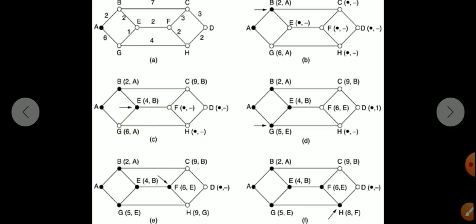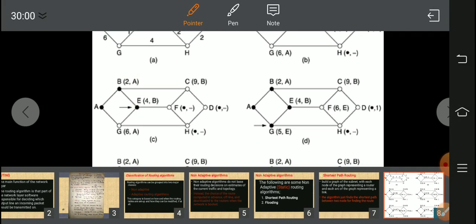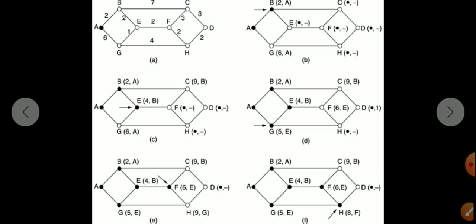from A to B 2, B to E 2, and E to G 1. E to G 1 means what is the cost of the distance? 2 plus 2 plus 1 means 5. 5 E, because we are taking the E path.